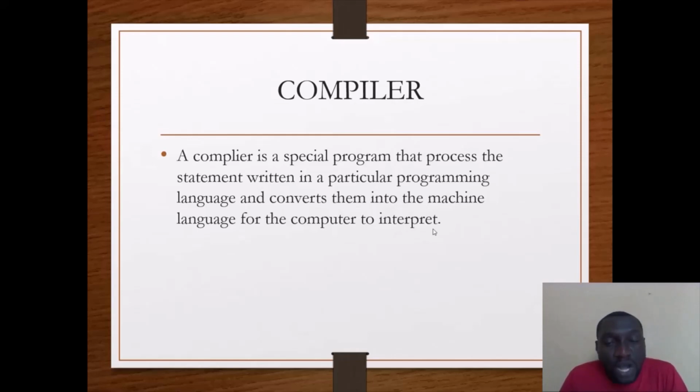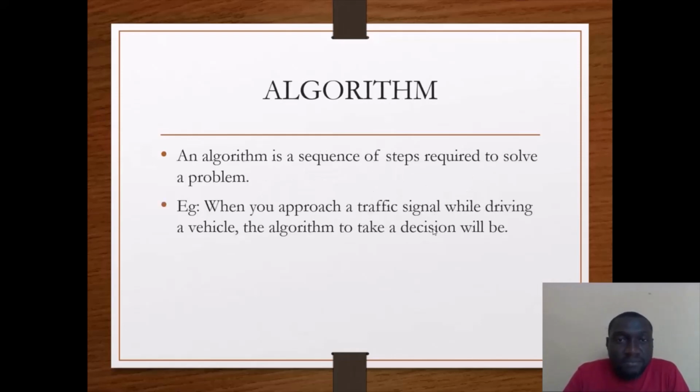So after you have written your program, every program is written in English language. Now, the computer cannot understand English language, so it needs the compiler to convert that English language into a set of zeros and ones, which is the machine language.